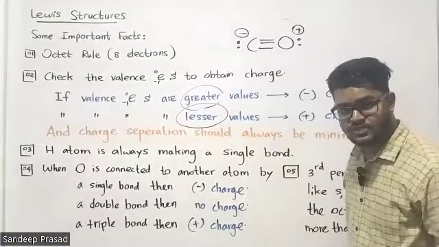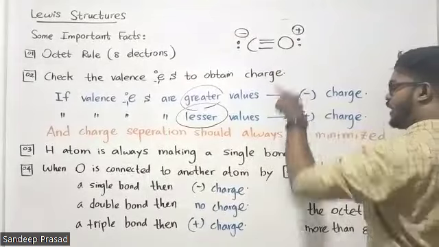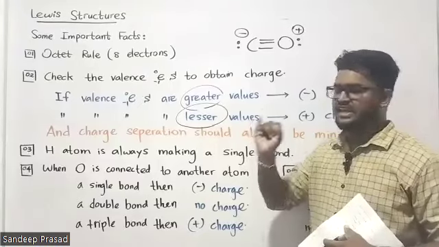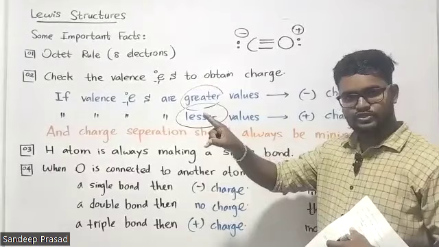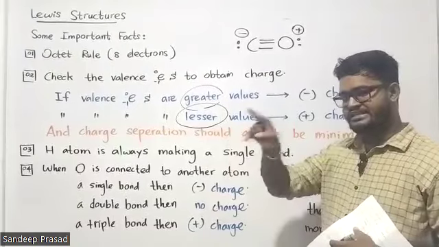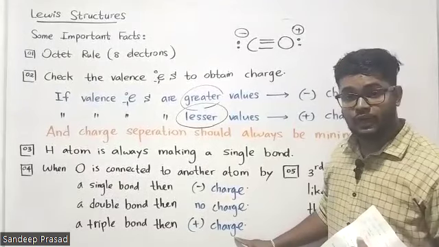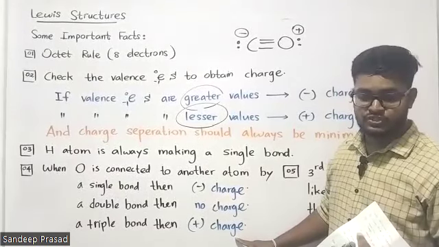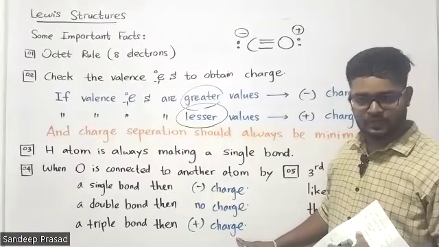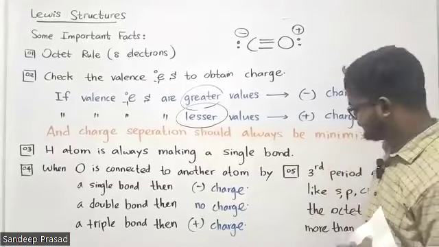How does that oxygen become positive? 1, 2, 3, 4, 5. In the valence shell there are 5 electrons. That means one electron is less, therefore we have to put a positive charge. If oxygen is connected through a single bond, negative charge. Through a double bond, neutral. Through a triple bond, oxygen always has a positive charge. One more thing to remember: when oxygen has a positive charge, we consider it unstable. The reason is that the second most electronegative atom in the periodic table is oxygen. So keep that in your mind.